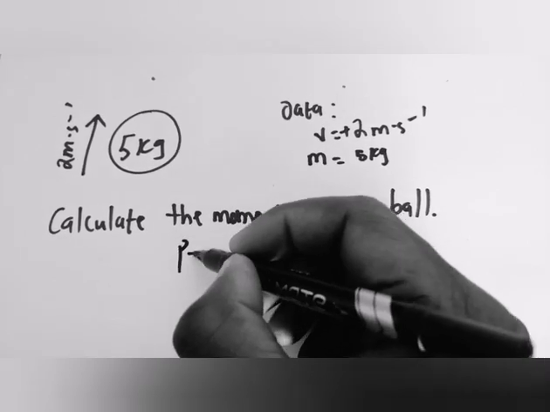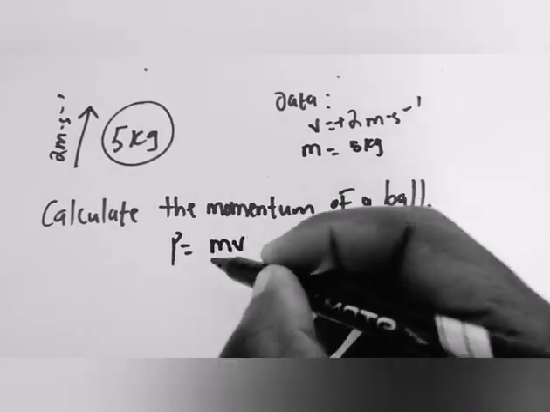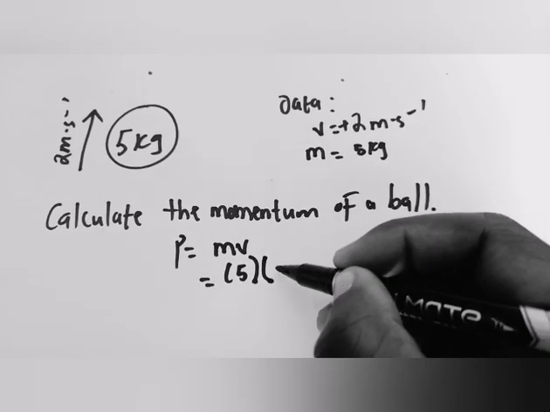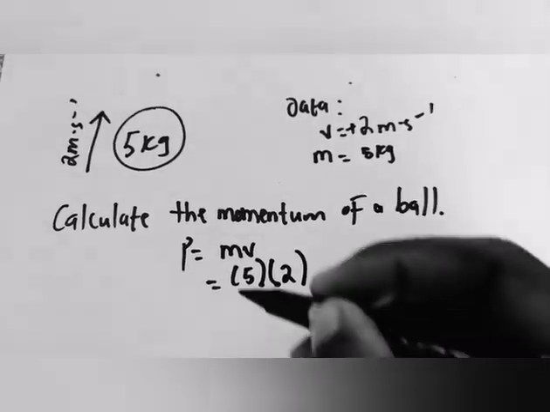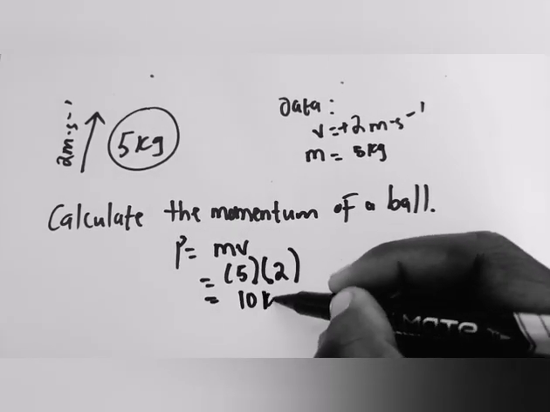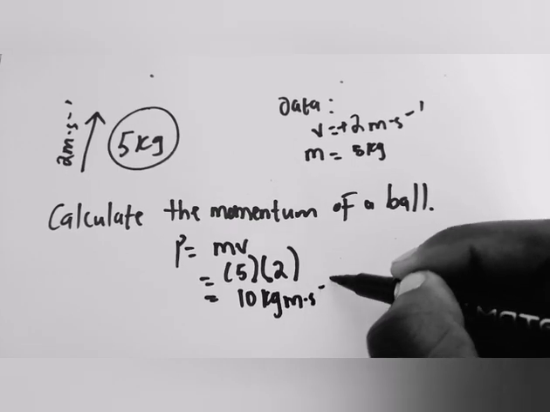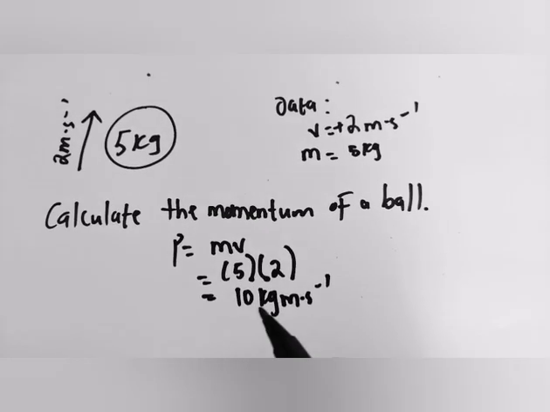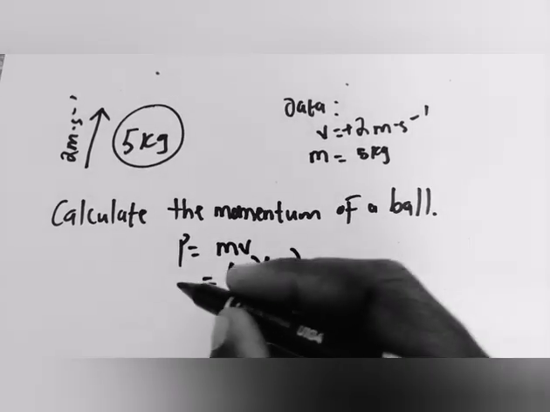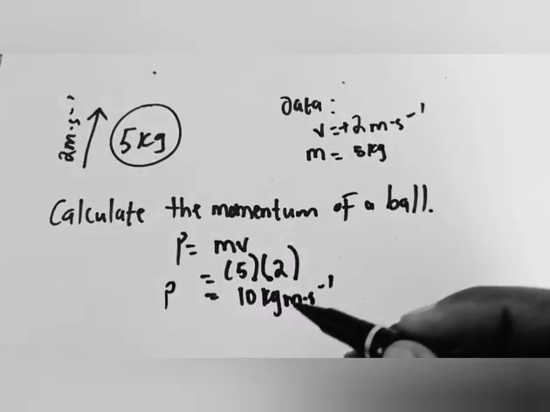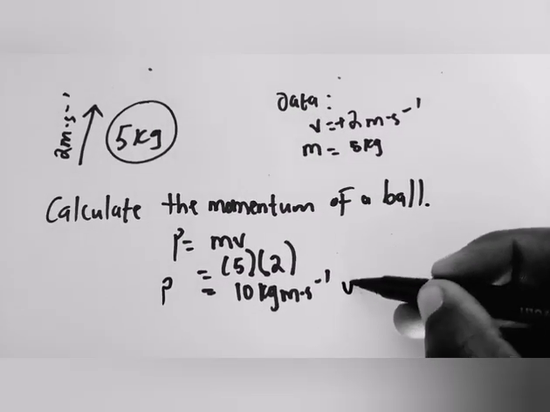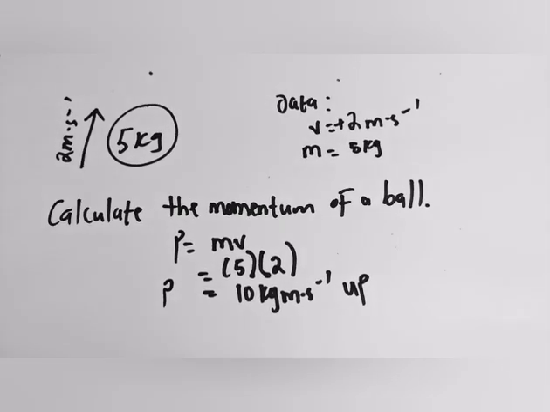Calculate the momentum of the ball. Therefore, P equal to mv, where m is the mass, which is 5. Don't forget to put the brackets for substitution. Now 2. Now we have our momentum, which is 10 kilogram meters per second. Now the direction of the object was up. Therefore, P equal to 10 kg meters per second. Since the velocity is up, we write up, or north.